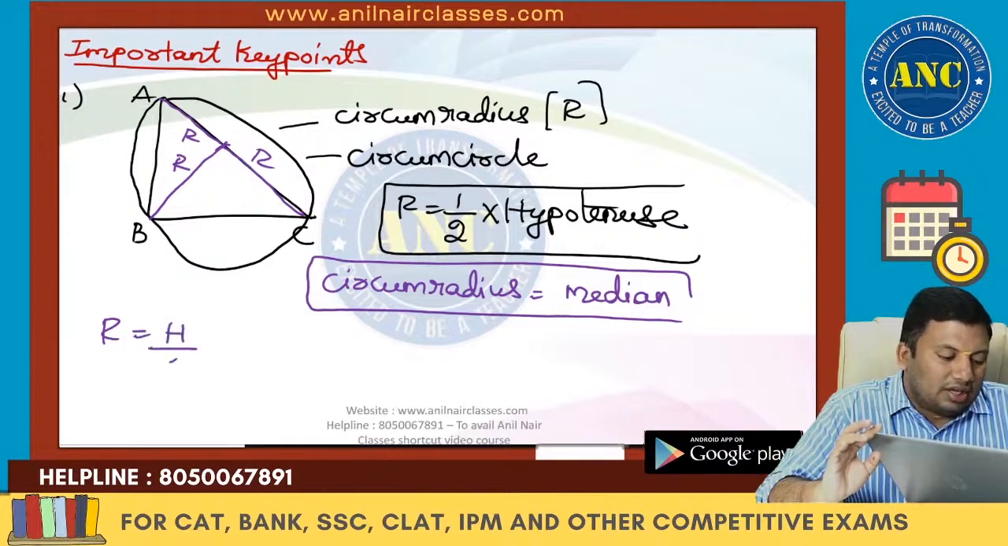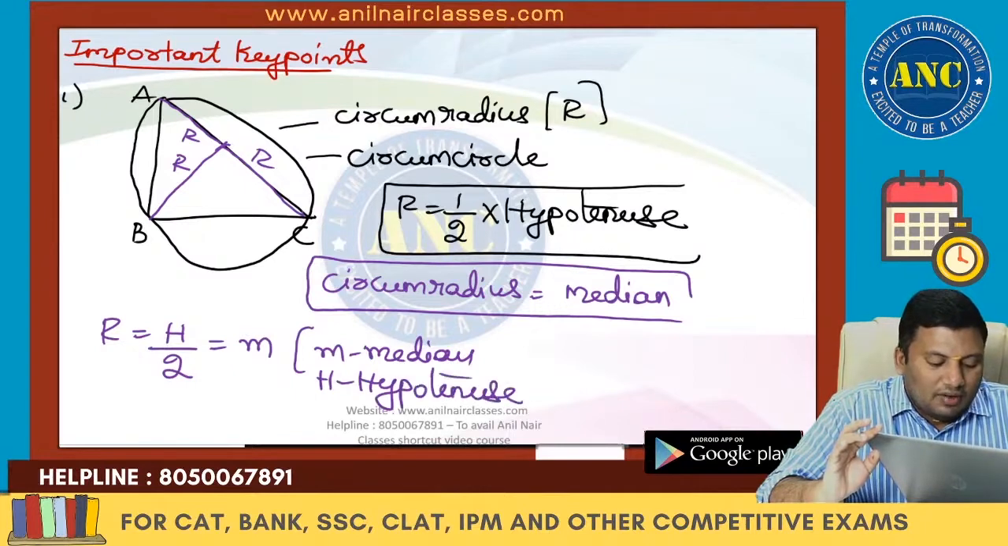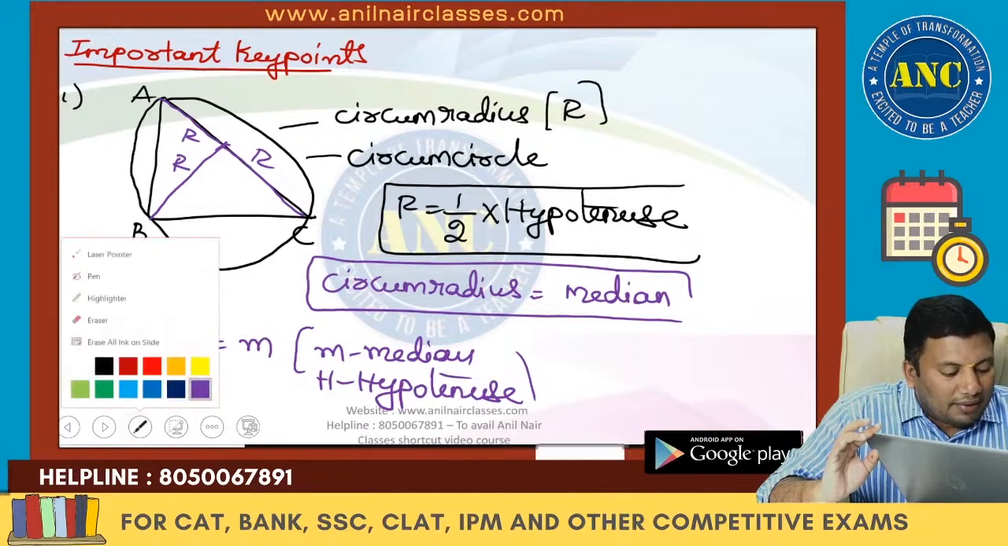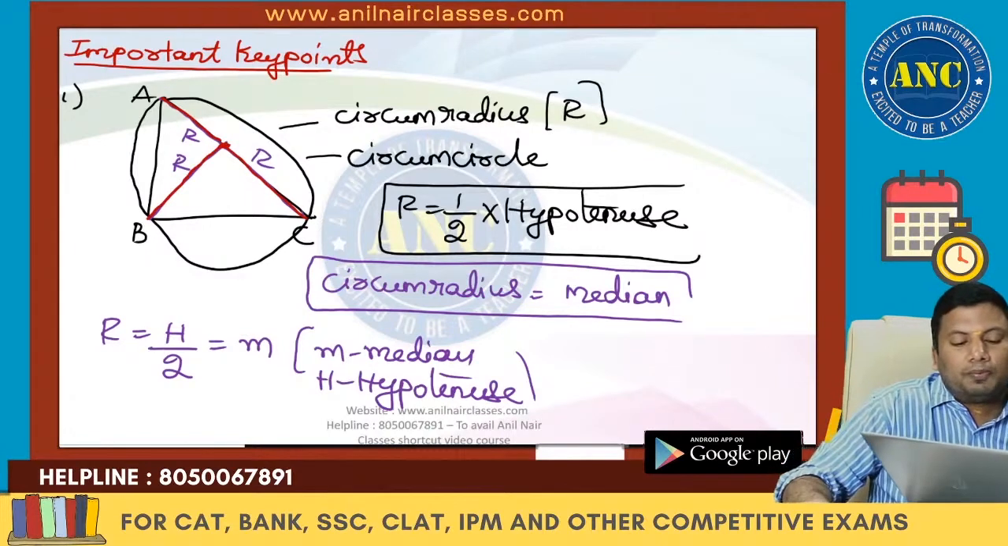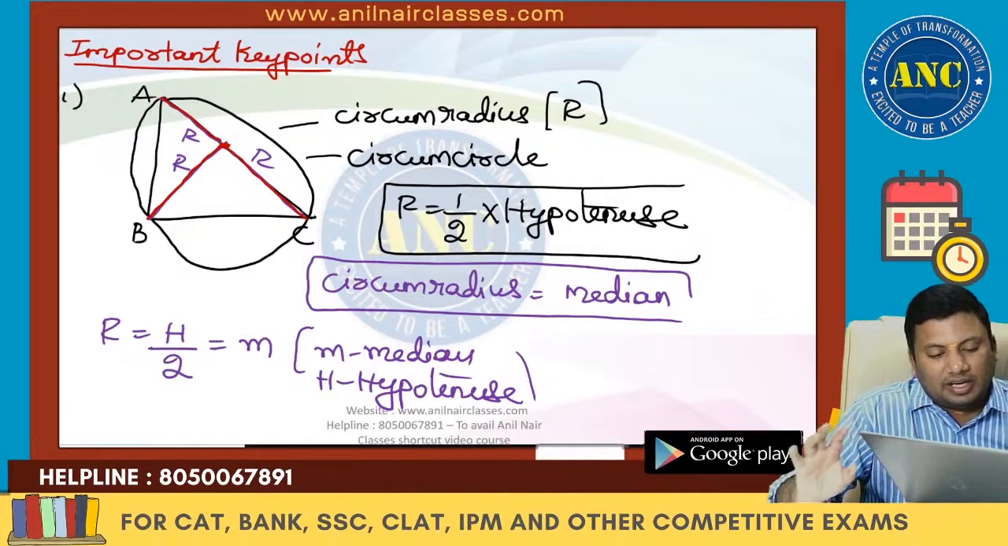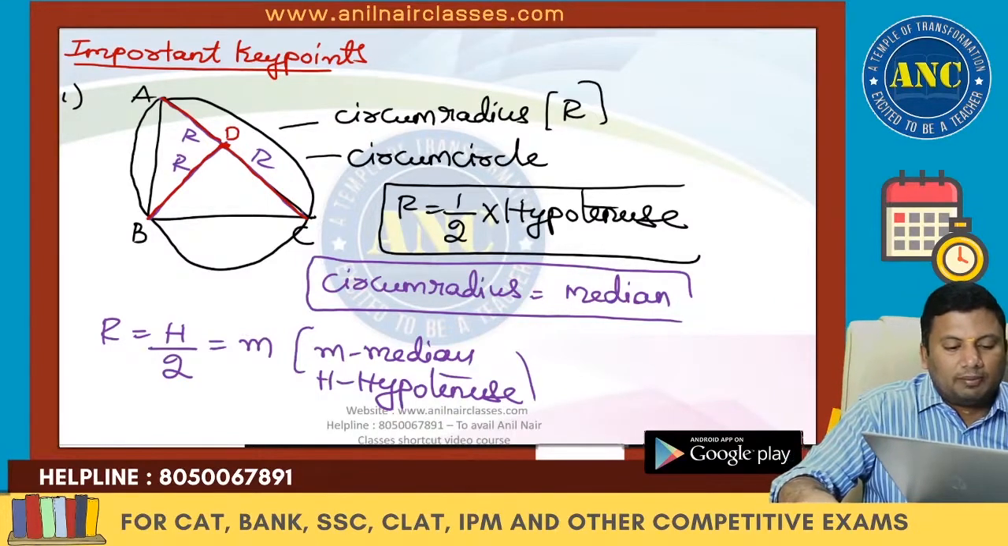R is nothing but H by 2. R is nothing but the median. M is the median, H is the hypotenuse. Why is the circumradius the median? Because if I draw a line from the midpoint, this is the radius, this is the radius, that means this is the midpoint. The line joining the midpoint of a side to the opposite vertex is called the median. Therefore BD is nothing but the median.